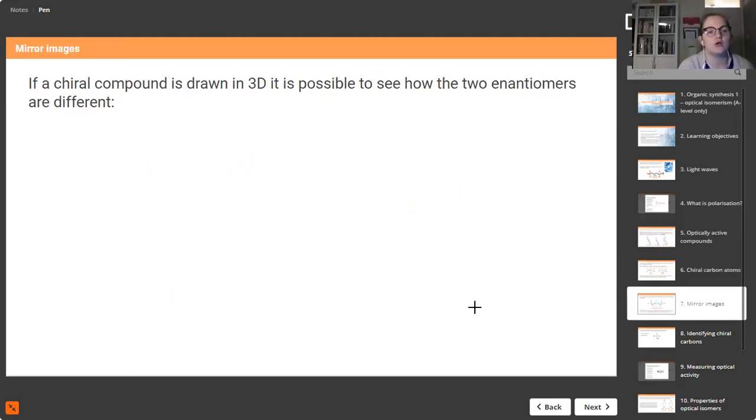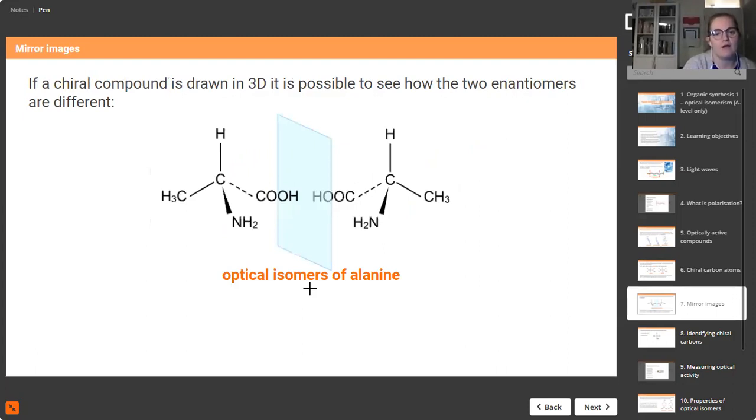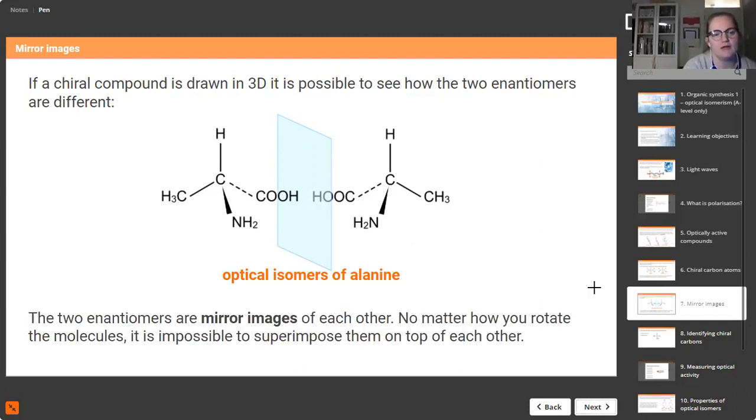So if we drew a chiral compound in its 3D form, it's possible to see how the 2 enantiomers are different. So here are optical isomers of alanine. That's our 3D image of it. So here we go, alanine, we've got our chiral carbon here, hydrogen, NH2, COOH group, and our H3C group. And we're going to draw a mirror image of them. 2 enantiomers are mirror images of each other. So it doesn't matter how much we rotate them, we cannot superimpose them on top of each other.